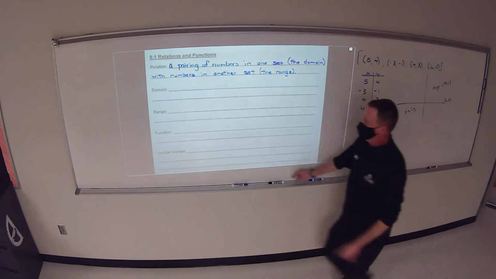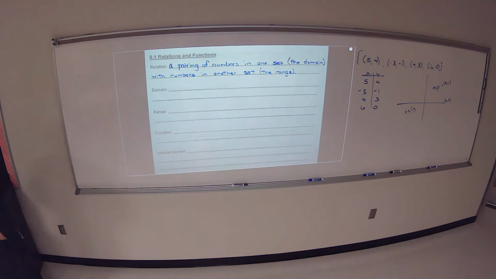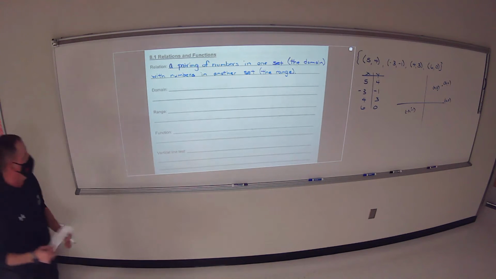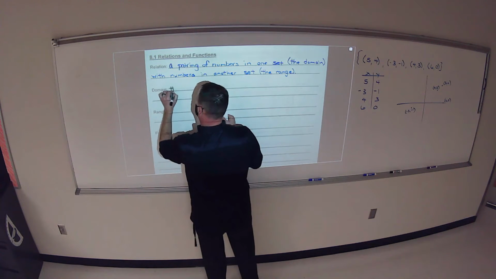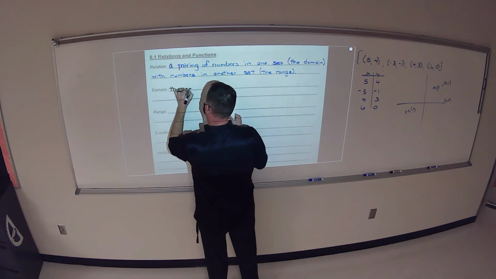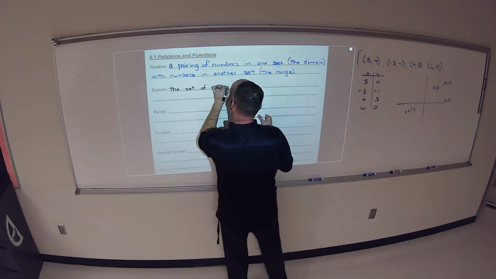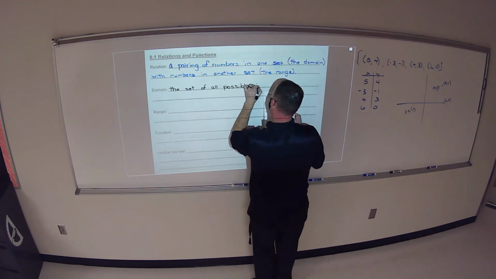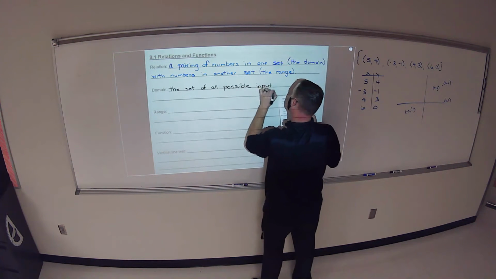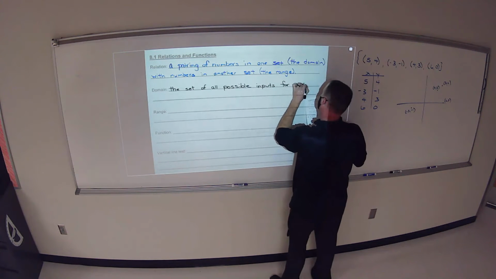All right, now I've got 3 more definitions here. The next one is my domain. Here's the definition: this is the set of all possible inputs for a relation.